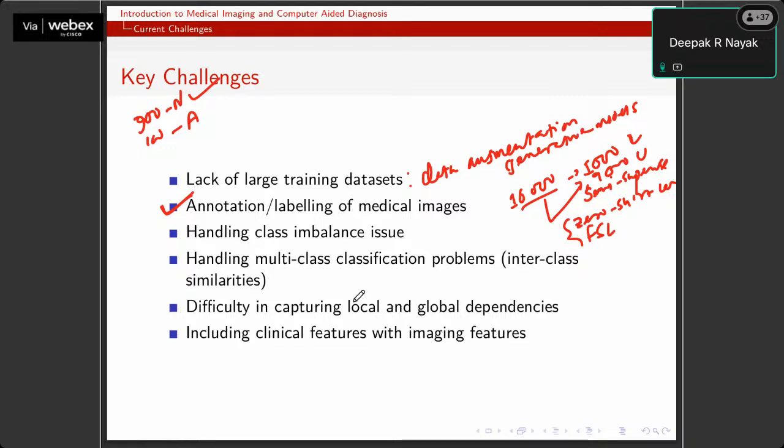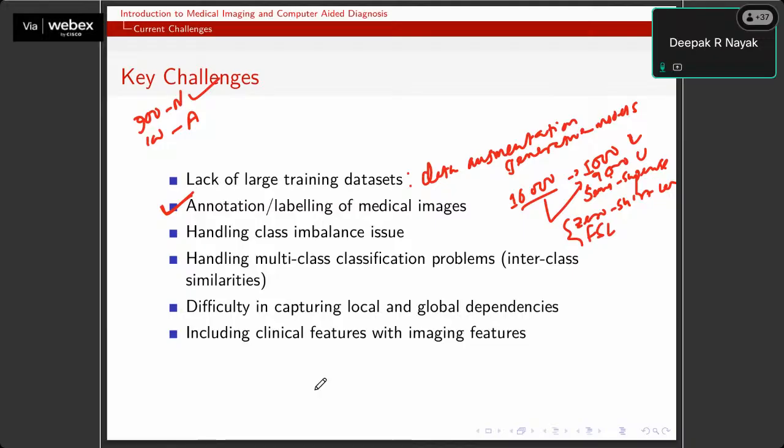Sometimes even multi-class classification becomes difficult for us because of inter-class similarities. If you are planning to solve a multi-class classification task, the inter-class similarities really create problems. And there are a couple of other issues which I will discuss maybe in the next lecture. So, what are the different issues which we found?